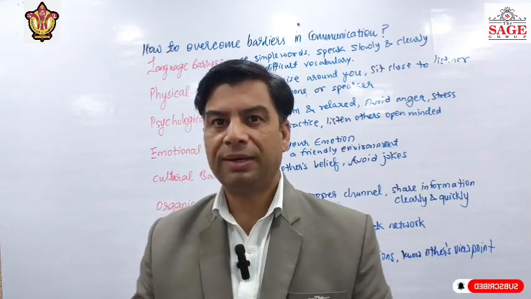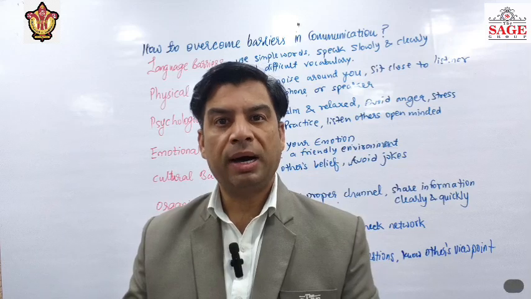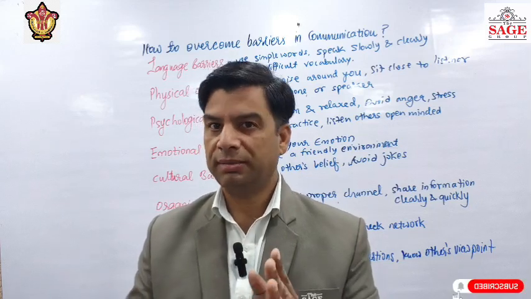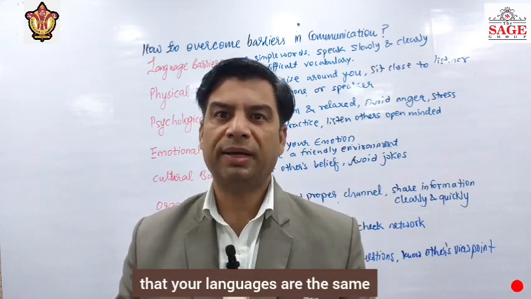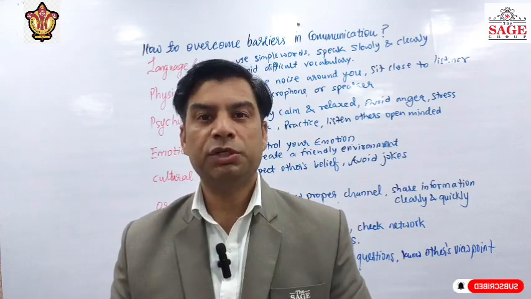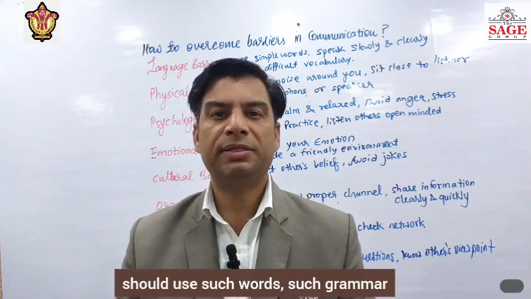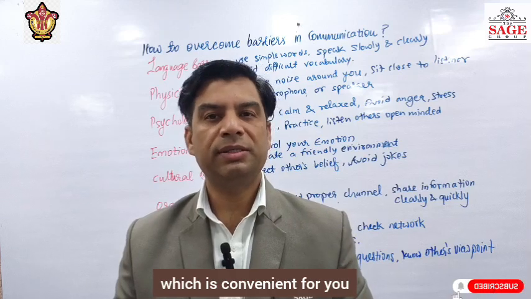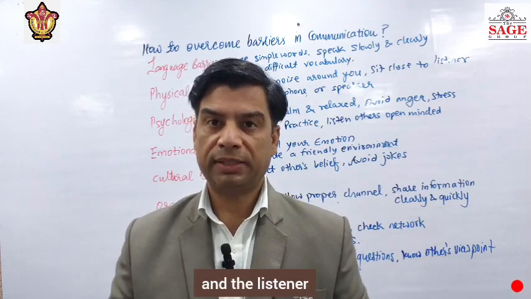तो पहला बैरियर है लैंग्वेज बैरियर, जिसमें आपकी भाषा और लिसनर की भाषा अगर समान नहीं है तो आपको ये सुनिश्चित करना है कि लैंग्वेजेस आपकी सेम हो. दूसरी बात, आप ऐसे शब्दों का इस्तेमाल करें, ऐसी ग्रामर का इस्तेमाल करें जो आपके लिए और लिसनर के लिए दोनों के लिए ही सुविधाजनक हो.